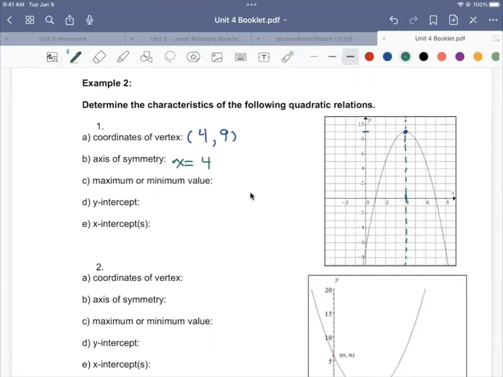If I take a look, I'm going to try to identify its maximum or minimum value. In this case, it's going to be the y value of our vertex. So this is going to be 9, and in this case, it's a maximum value because it is pointing down. My y-intercept on this one, there's only one, and that is -7. But I do have two x-intercepts right here and right here, of 1 and 7.